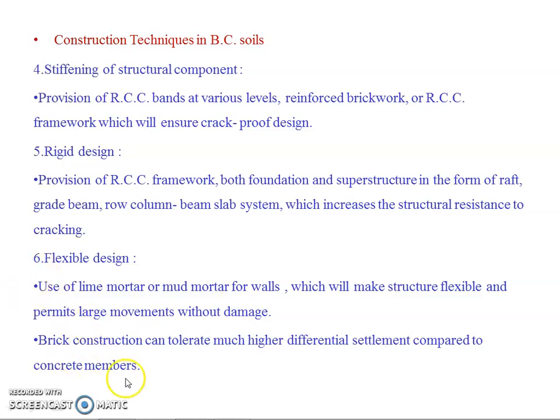The sixth method is the flexible design. In this design we can use mortar and mud mortar for the walls, which will make the structure flexible and permit large movement without damage. Brick construction can tolerate much higher differential settlement compared to concrete members.